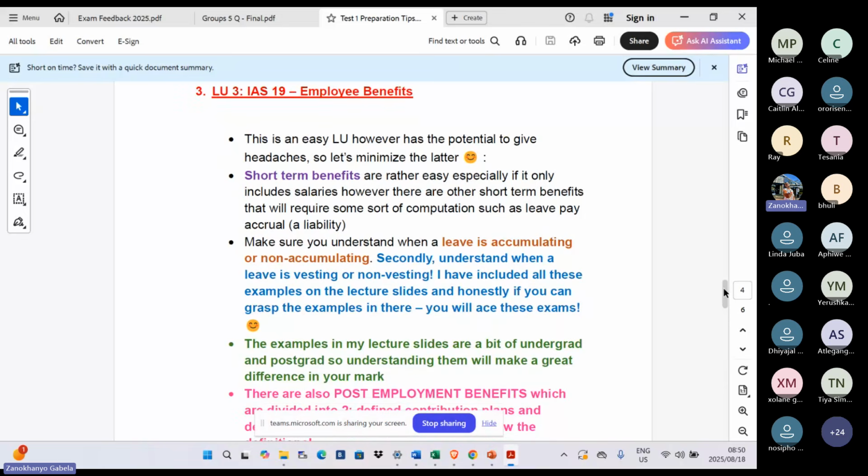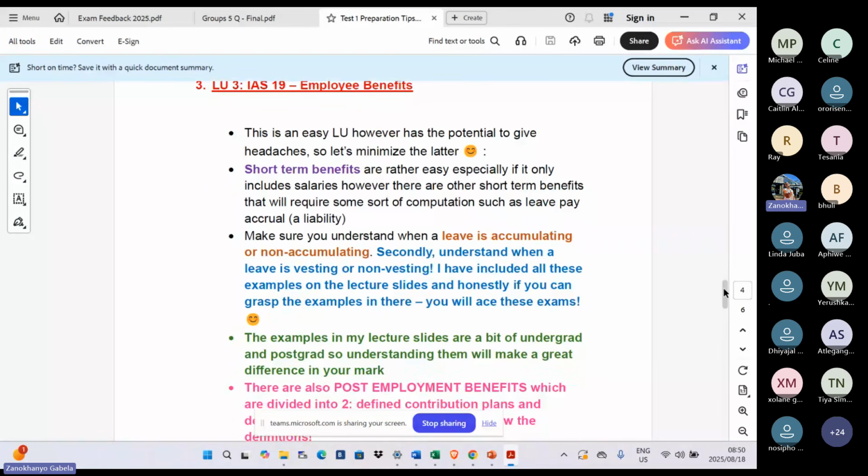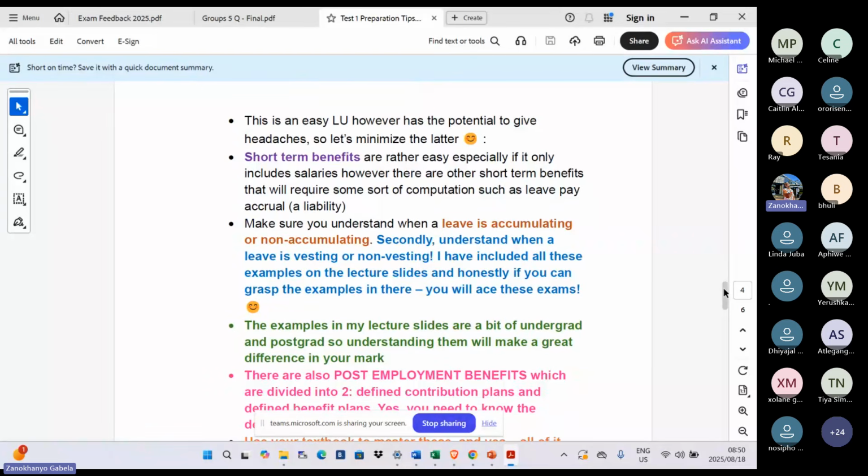Short-term benefits, so payments such as salaries, very easy. We don't even have to touch that one. The ones that we need to concern ourselves with is the leave payout. Okay, leave. Important.